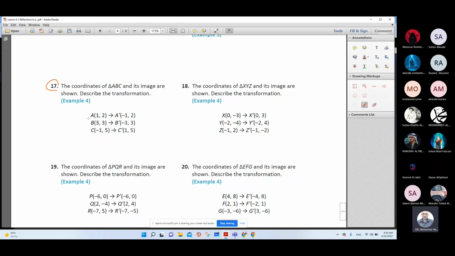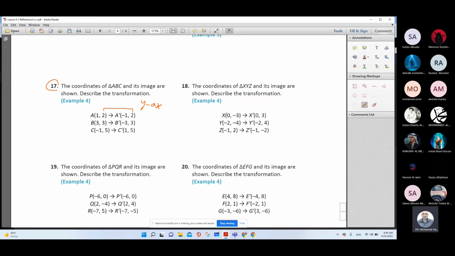As you see here, A and A prime, we have the same y, but for x, we have the opposite x. So who can tell me what is the type of this transformation? The reflection is on the x-axis. X-axis or no, y-axis? No, y-axis, because the same in the y side: 2, 2, and 3, 3, and 5, 5. Okay.